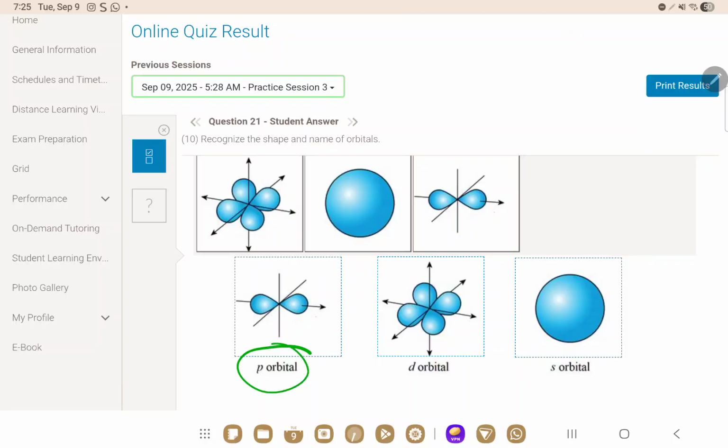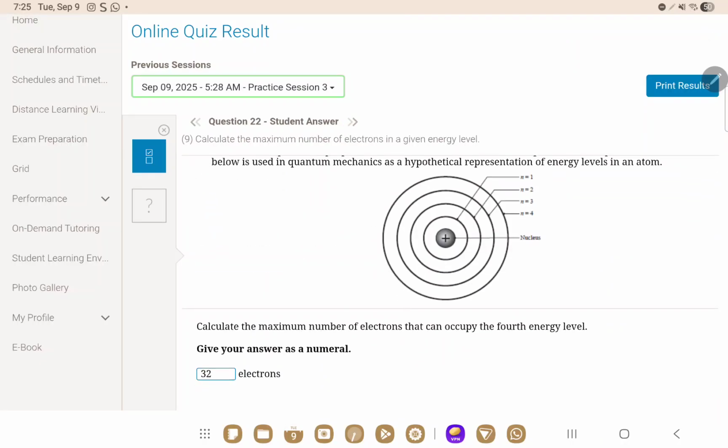P orbital, I said, is dumbbell shaped. D orbital is clover shaped. S orbital is spherical. F orbital is a weird complex 3D shape. Moving on.